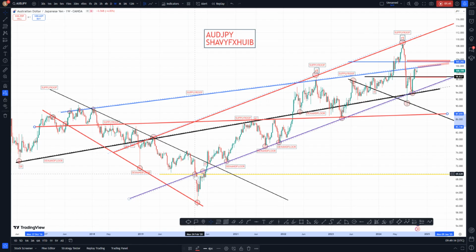Price came here, got rejected, broke the structure, came back, retested it, broke the structure, then came on retest in 2020. When price returned again, it bought. It returned again, it bought. It becomes the psychological demand floor. It returned again and bought. Returned again and bought in 2023.